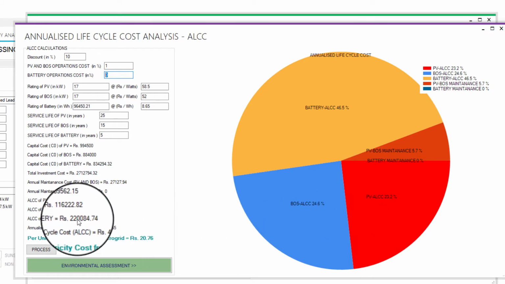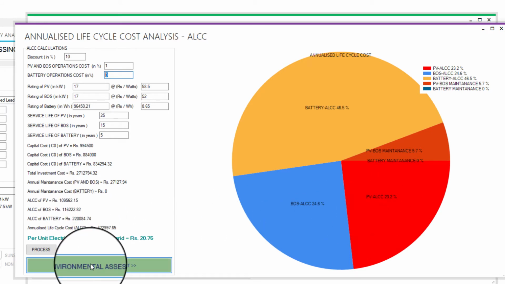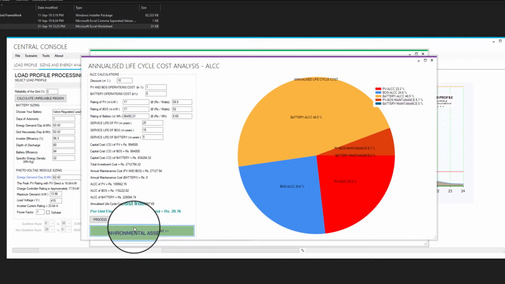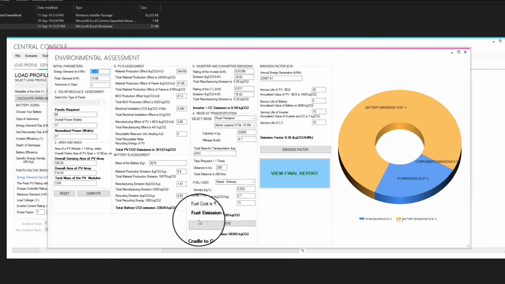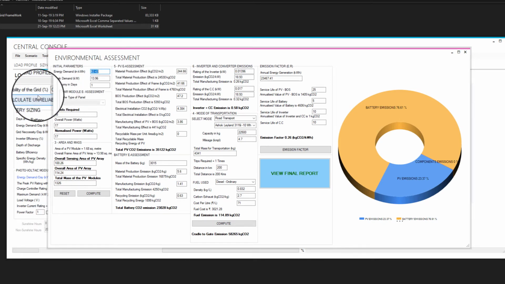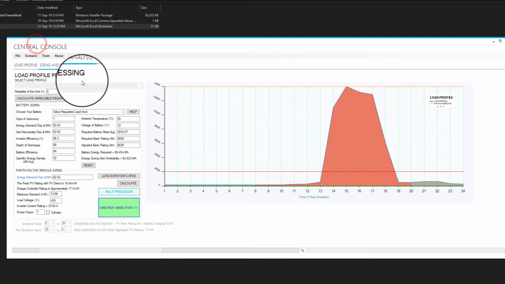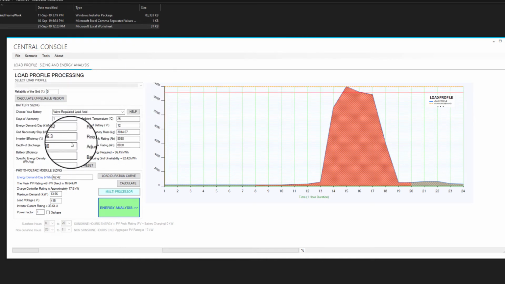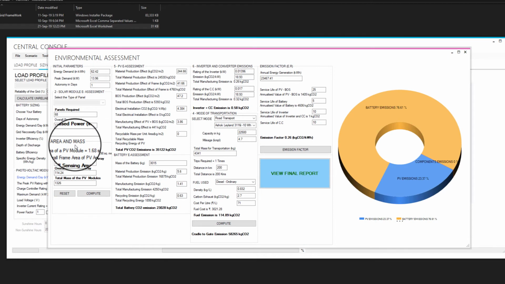After that we can go to the final stage of the software, which is environmental assessment. Once we click on it, it takes a lot of resources, so it will take a little time to load. It shows you the demand, peak demand, and energy autonomy period, which are all taken from the first load profile processing area. This is where we have given all the information. If you go back, this gives you the number of panels required, which is also taken from the other side, the energy analysis.